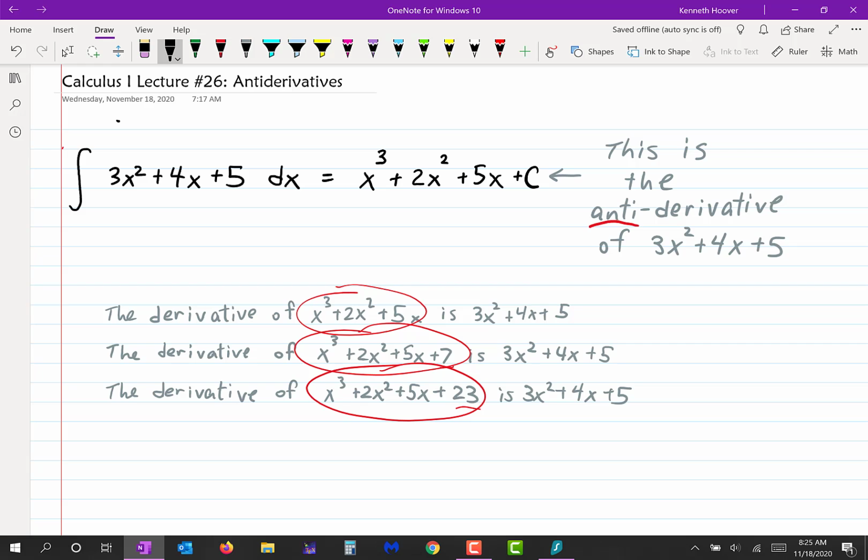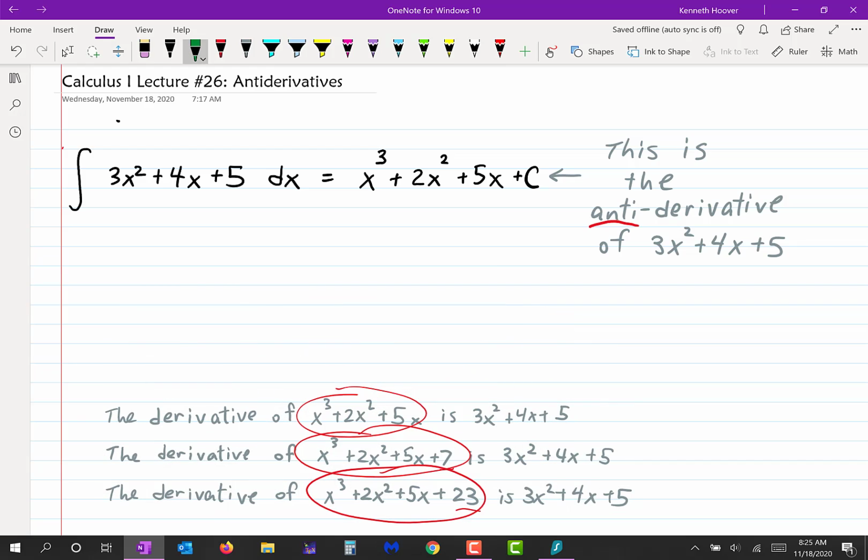Okay, that's okay. I did have something else written there also, didn't I? And it was in green. Let's put that back. There was also written here the function whose derivative is 3x squared plus 4x plus 5.